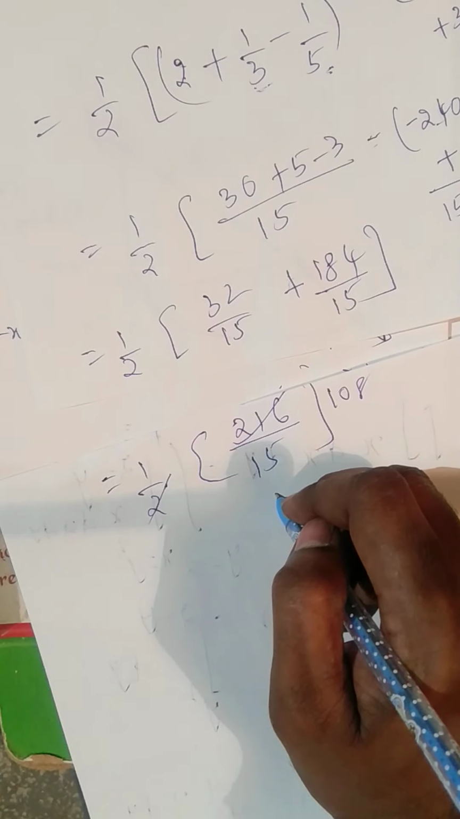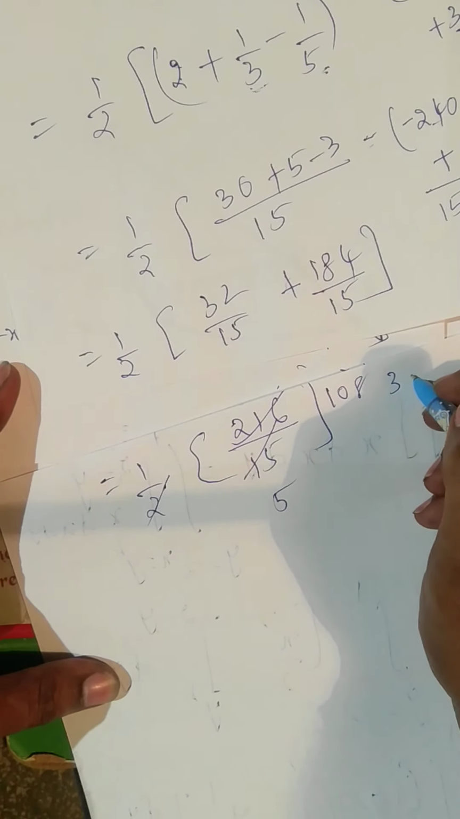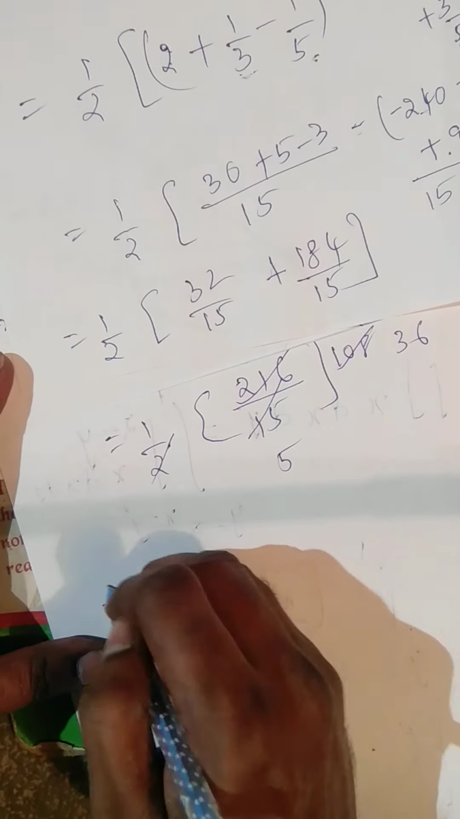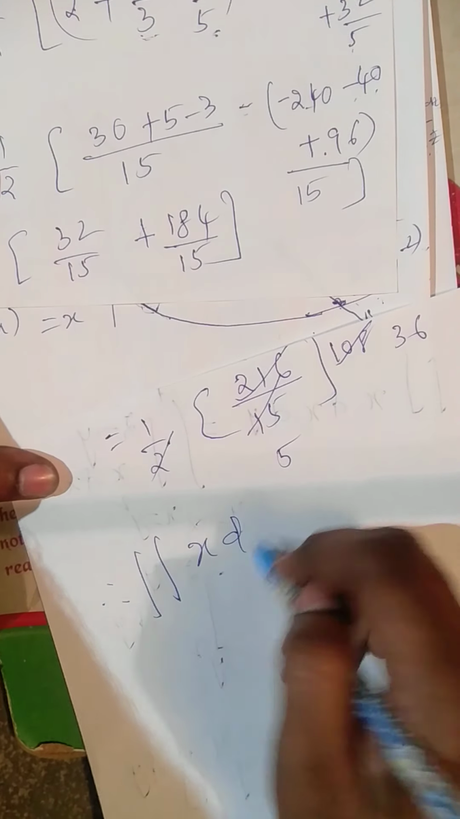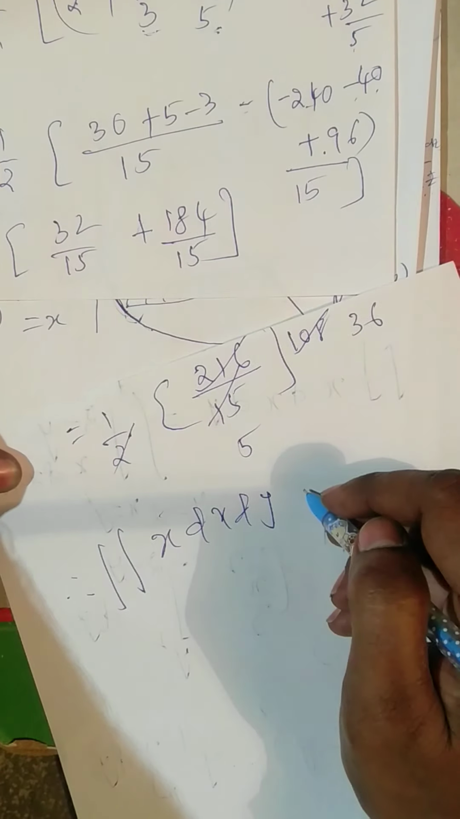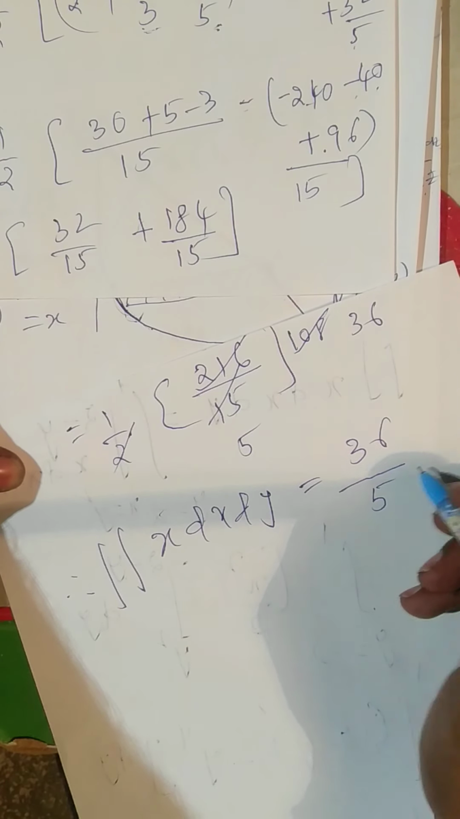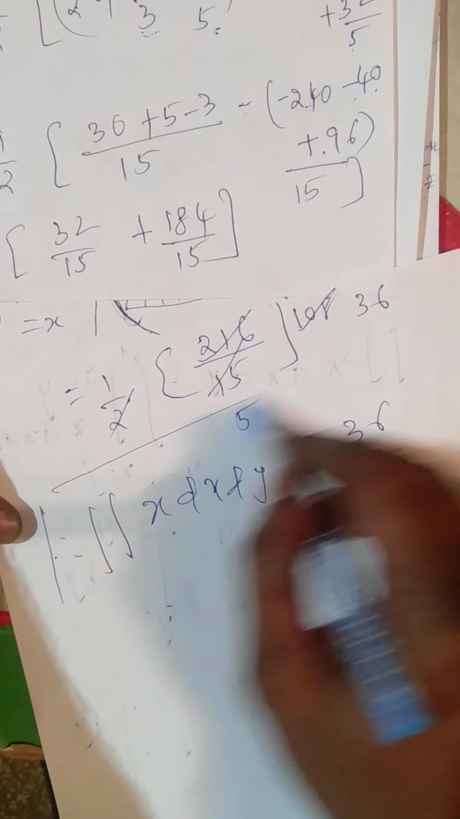with the 3 table, right? 3 fives are 15, 3 threes are 9, 3 sixes are 18. So what's the answer? You will get it. Therefore, double integral of x dx dy equals, I'm getting 36 by 5. Okay. This is the first one.